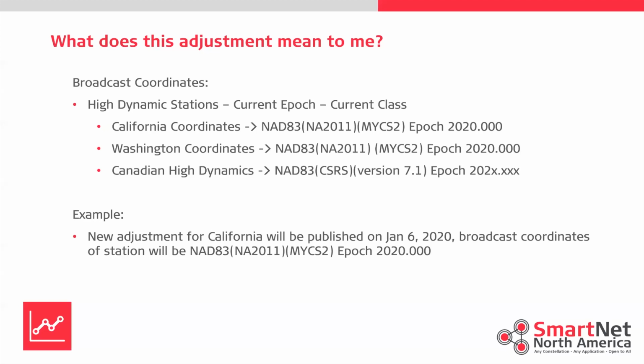And then the Canadian high dynamic areas. Technically, we don't have any stations broadcasting in high dynamic areas in Canada because everything's been relatively stable for our stations in British Columbia for a bit now. So this really isn't applicable, but we keep it open just in case we need to do it. For example, again, California will be published on January 6th. Broadcast coordinate of the stations will be NAD83 NA 2011, MYCS2, EPOCH 2020.